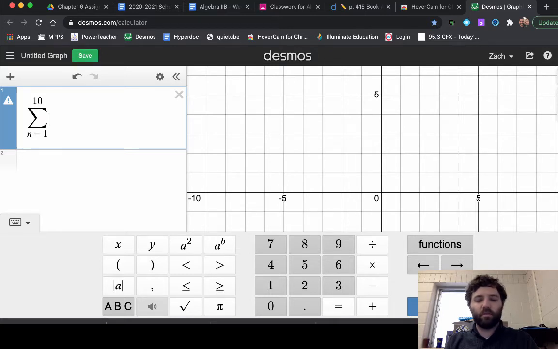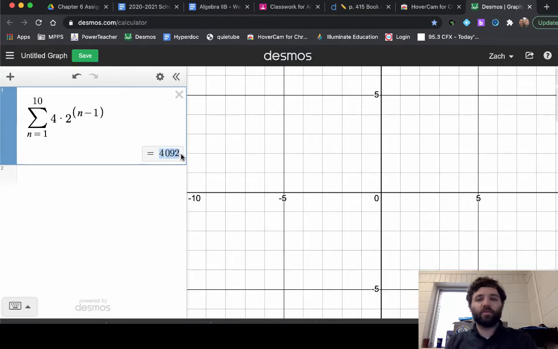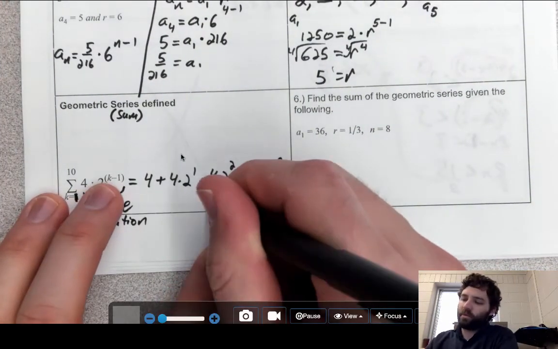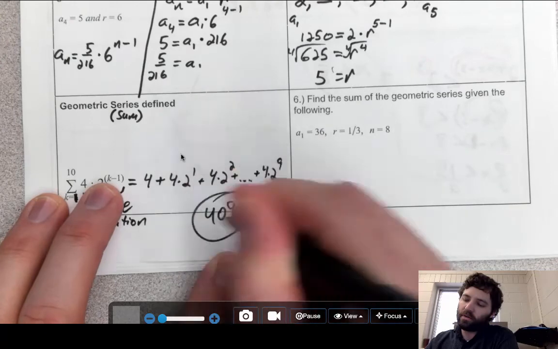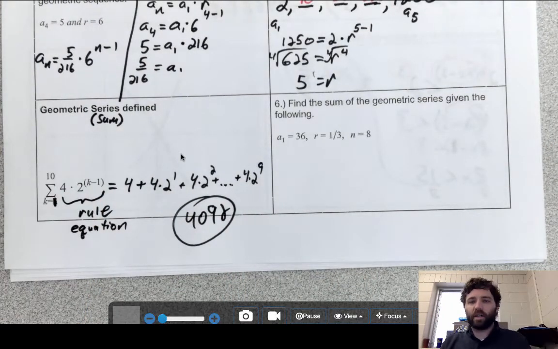And so we're going to go 4 times 2. Now, your book is going to use K a lot of times, but Desmos defaults to N, so we'll just use N. So N minus 1. And there it goes. It tells us what the sum is right there. So if you add up the first 10 terms in that sequence, you will get 4,092.